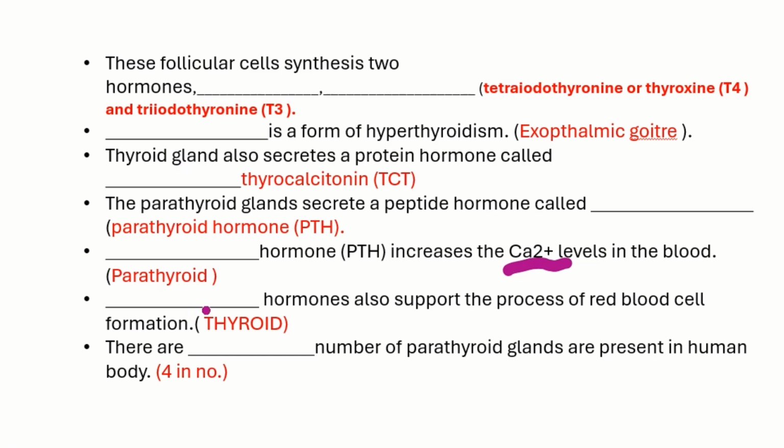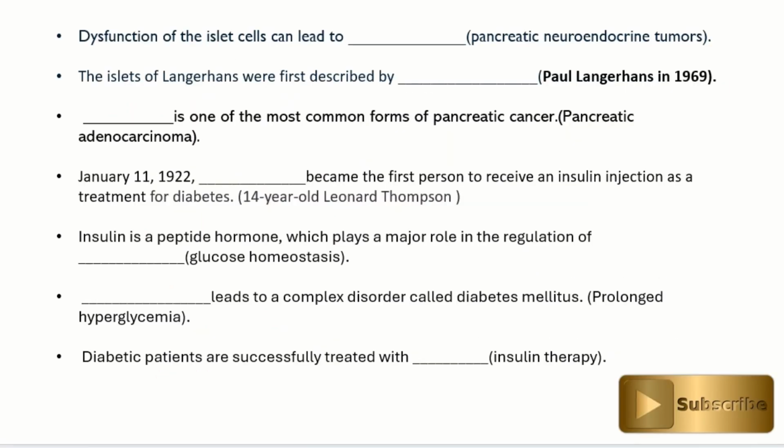Almost all answered. And there are dash number of parathyroid glands present in the human body. Answer quickly. Yes, almost everyone answered. It is 4 in number. Next question. Dysfunction of the eyelids can lead to dash. Answer quickly. Yes, 8 members answered correctly. The answer is pancreatic neuroendocrine tumors.